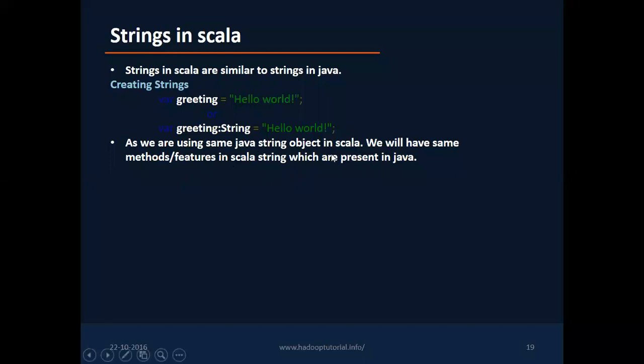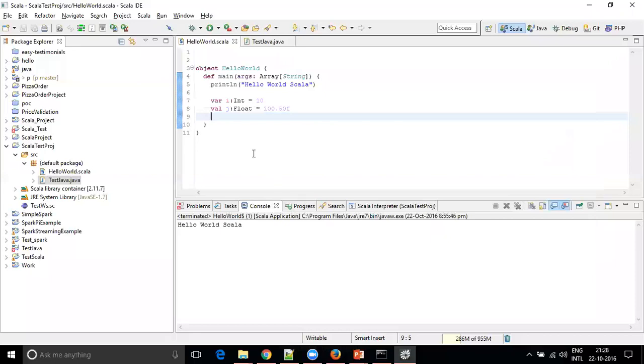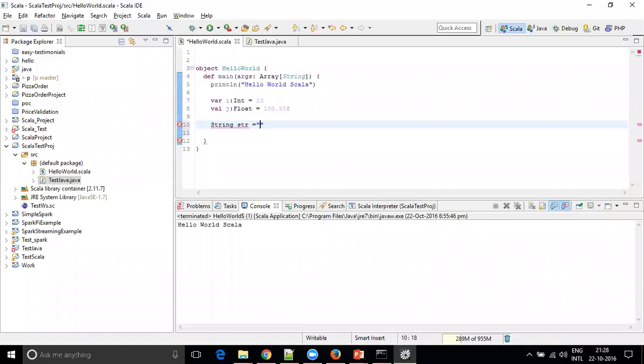So as we are using the same Java string object in Scala, we'll have the same method features in Scala strings as well. And on top of it, we do have by default all these conversion methods. If you want to convert into byte, you just call toByte, toDouble, or a better option to identify the list of methods is from Eclipse. Eclipse is the best place to play with this and identify all these.